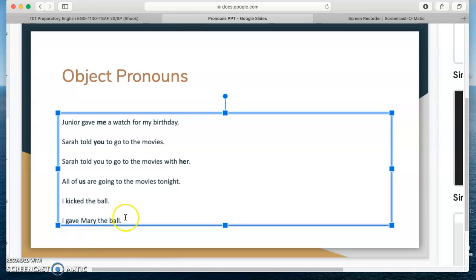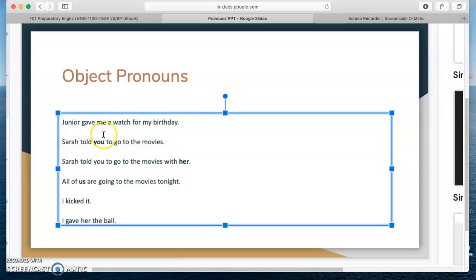So you can have an indirect object or a direct object as far as pronouns are concerned. For instance, instead of saying I kicked the ball, you could say I kicked it. Or I gave her the ball. Both of these are object pronouns. And you can see, Junior gave me a watch for my birthday. Sarah told you to go to the movies.